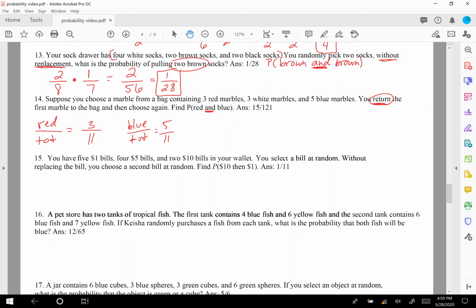So to find the probability of red and blue, we multiply. So 3 out of 11 times 5 out of 11. Okay, 3 times 5 is 15. 11 times 11 is 121. And here we can't reduce it, so this is as simple as it gets.